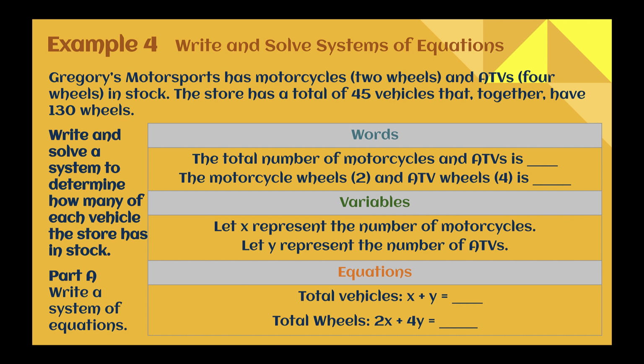Example 4. Write and solve systems of equations. Gregory's Motorsports has motorcycles, which have 2 wheels, and ATVs, which have 4 wheels.